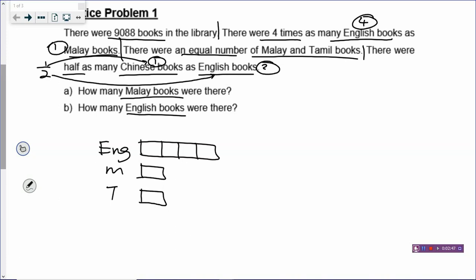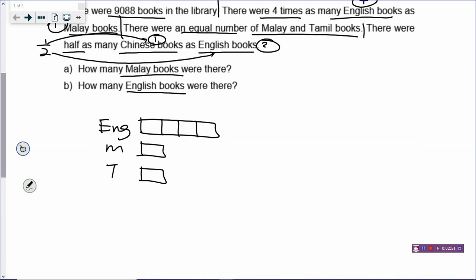And there were half as many Chinese books as English books, so which means that your English books will have 2 boxes and Chinese books will have 1 box. So how do you draw the Chinese books? You look at the English books and there are 4 boxes. How to make it 2 boxes? You just have to cut it into 2 groups. So instead of making 2 boxes, you can cut into 2 groups. Then the Chinese books will be 1 group, which is until the dotted line.